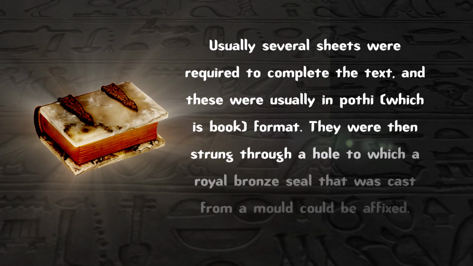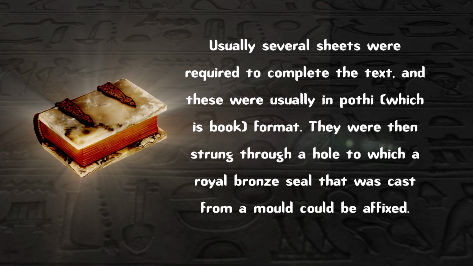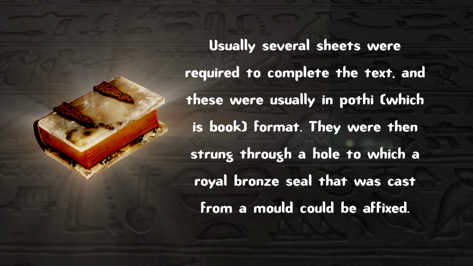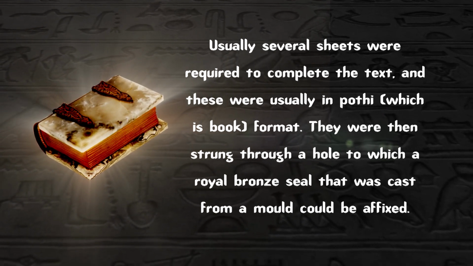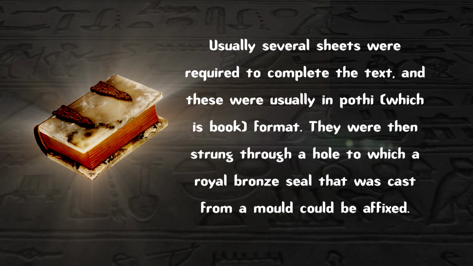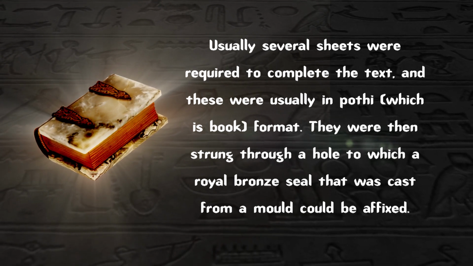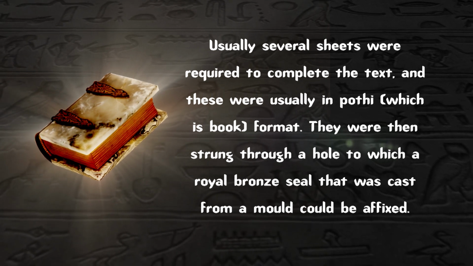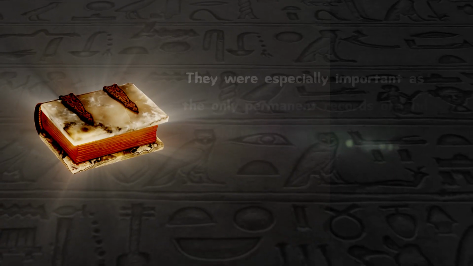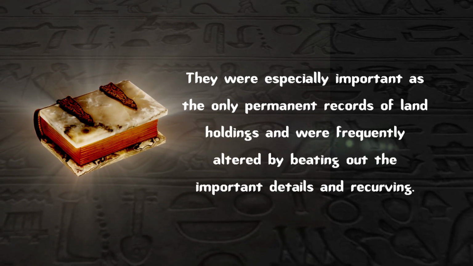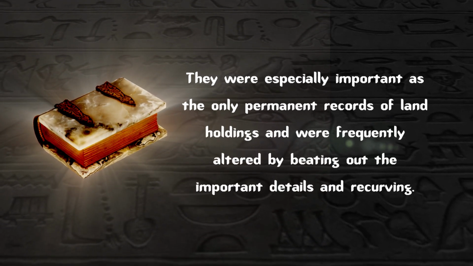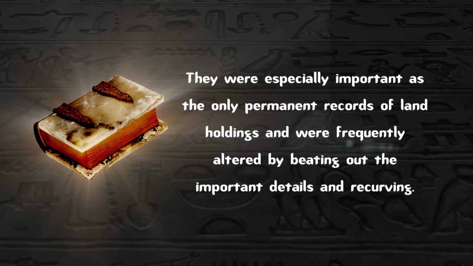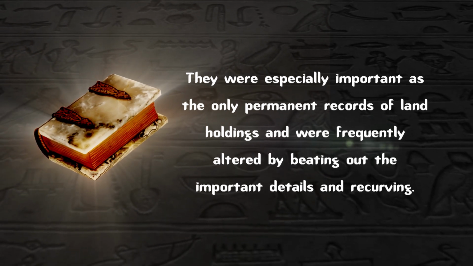Usually, several sheets were required to complete the text, and these were in pothi, which is book format. They were then strung through a hole to which a royal bronze seal that was cast from a mold could be affixed. They were especially important as the only permanent records of land holdings and were frequently altered by beating out the important details and recurving.